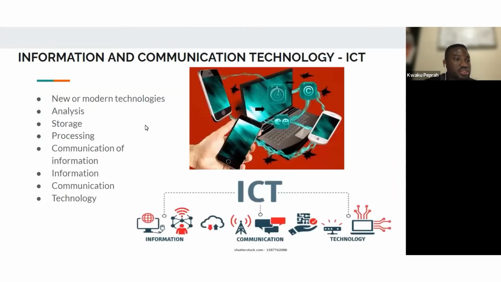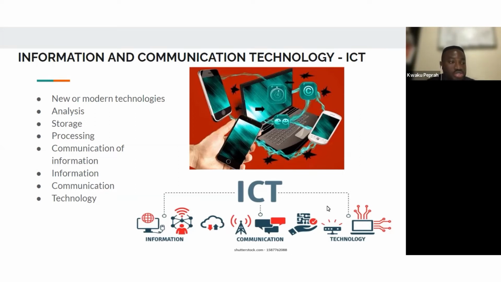So information and communication technology, known as ICT, has to do with so many different things. We have the new and modern technology, which now includes laptops and cellular phones, which are a very easy way of operating. Also, we have analysis. Information technology is used for analysis. Also, it is used for storage of information, right? We could store by technology or information communication technology.